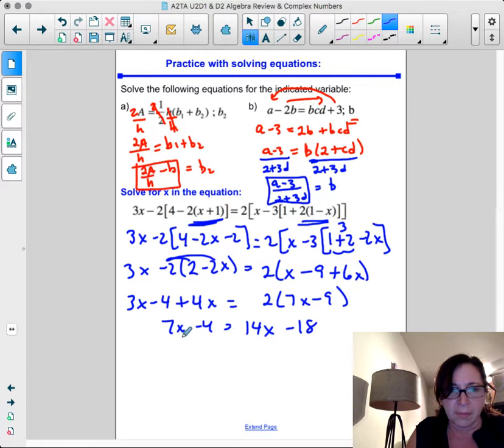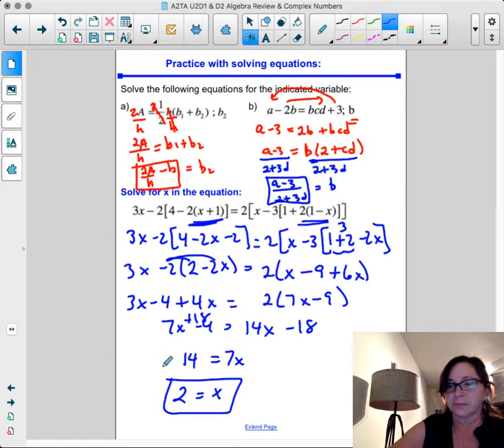Keep simplifying. I'm going to move the 7x to the right and subtract 7x from both sides. I'm going to add 18 to both sides. So I get 7x equals 14, x equals 2.